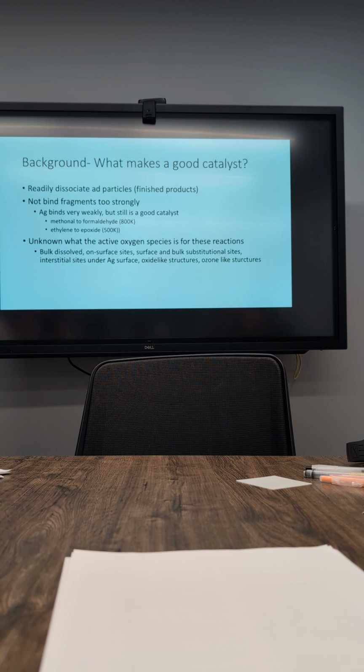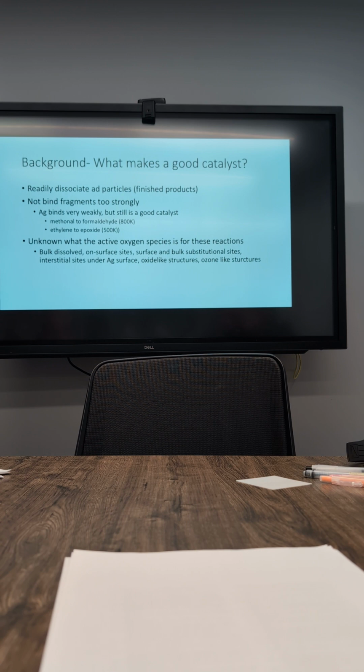So it's really important to have a good catalyst. So what makes a good catalyst in general? You need the beginning species, so let's say that alkene, you want it to readily bond to your catalyst. You want it to come on, but you also want it to dissociate really fast. So readily dissociate as the finished product, but you also want it to bind strongly to the starting reactants.